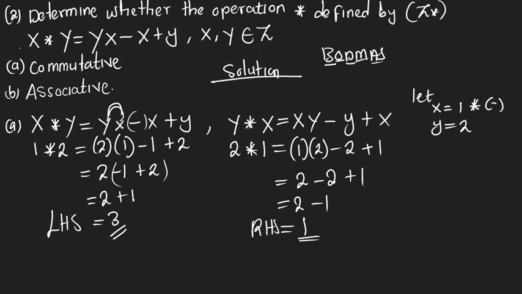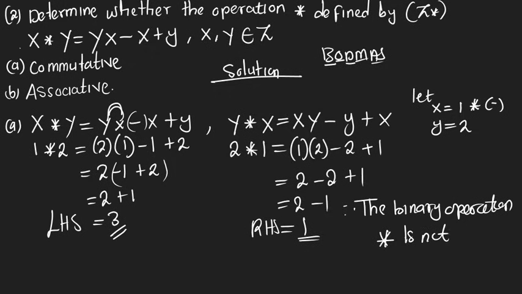Now what we are getting are two different things. Henceforth we can say that the binary operation star is not commutative. Okay, let's try to do associative.